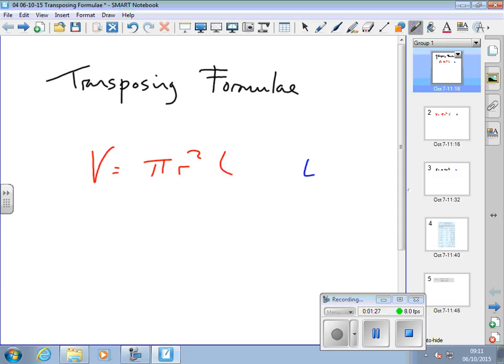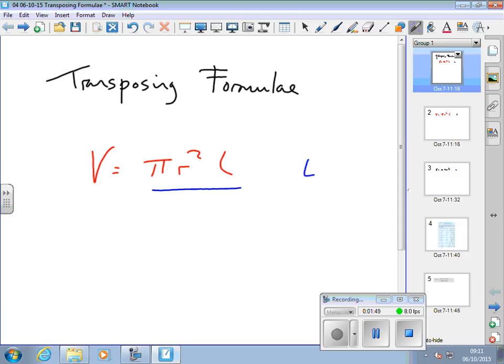So looking at this, what I think to myself is, this whole number, pi r squared, has been multiplied by the length to get the volume. So if I want the length, I need to get rid of this pi r squared, and then I have the length. How do I get rid of it? I divide by that whole number, pi r squared, and I've got it.